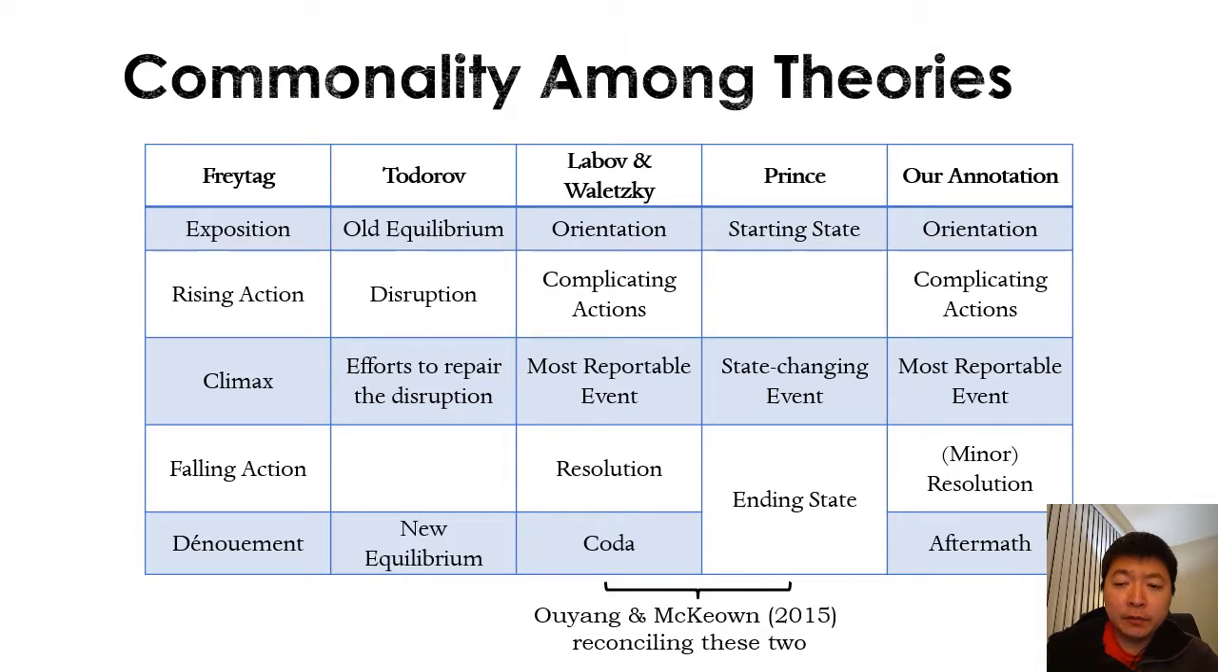By identifying the commonalities of those 4 theories, we have proposed another new set of annotation categories with slightly different terminology. In particular, we differentiate between the resolution and the minor resolution. The resolution resolves most, if not all, tension in the story. The minor resolution resolves a little bit of the tension, which is likely to rise again right after the minor resolution. We further require the aftermath to happen a while after the resolution to differentiate between the two categories.